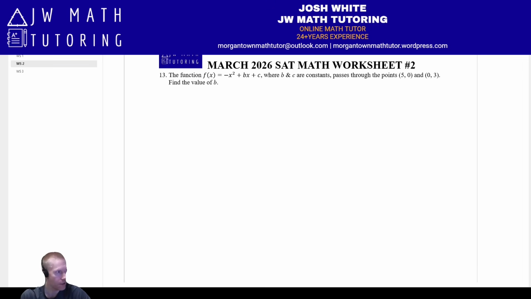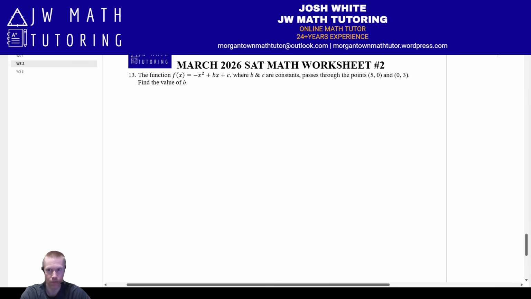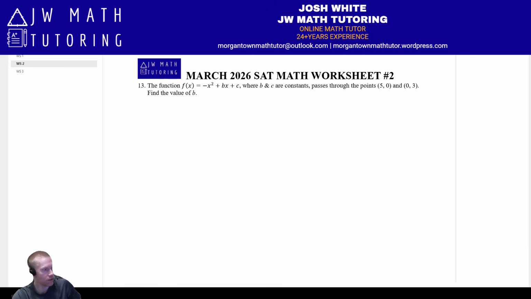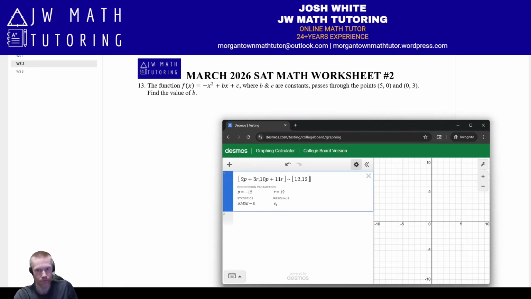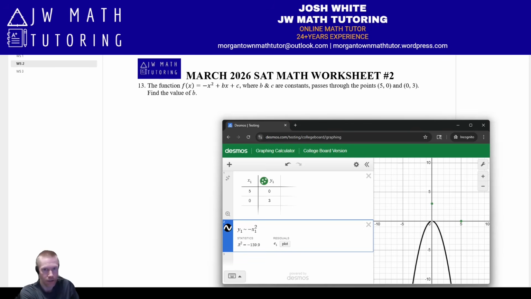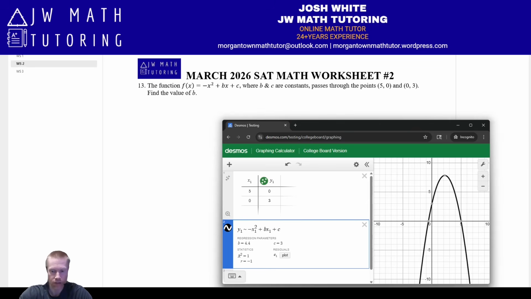All right, last question we have here, top of the next page, question number 13. So this is actually a fairly straightforward, fairly easy quadratic question. You have two constants, you have 2 points, so you can just literally go to Desmos, put in the 2 points, put in a quadratic regression, and you get the value of b here as 4.4, and that's it.